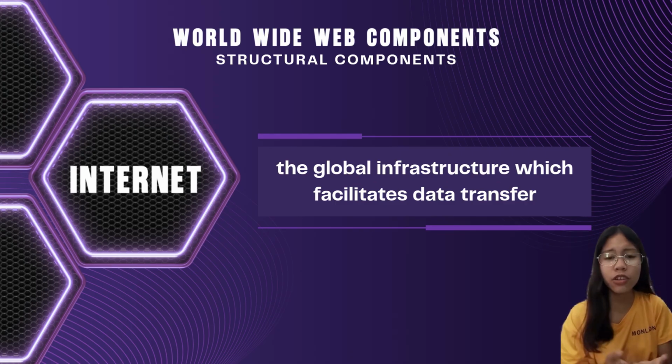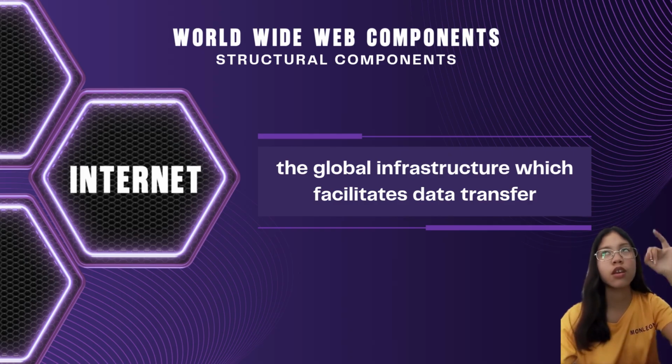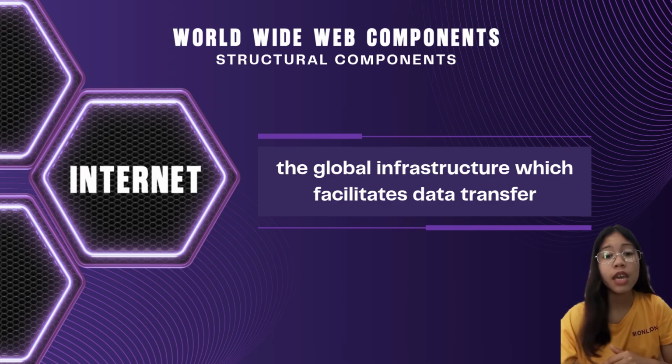The internet is the interconnected global network that enables data to transfer and communicate between browsers, servers, and caches. It provides the physical and logical infrastructure that the World Wide Web operates on. So like I said earlier, the internet is the foundation of the web. Without the internet, there would be no connectivity between the users, the servers, or the services.